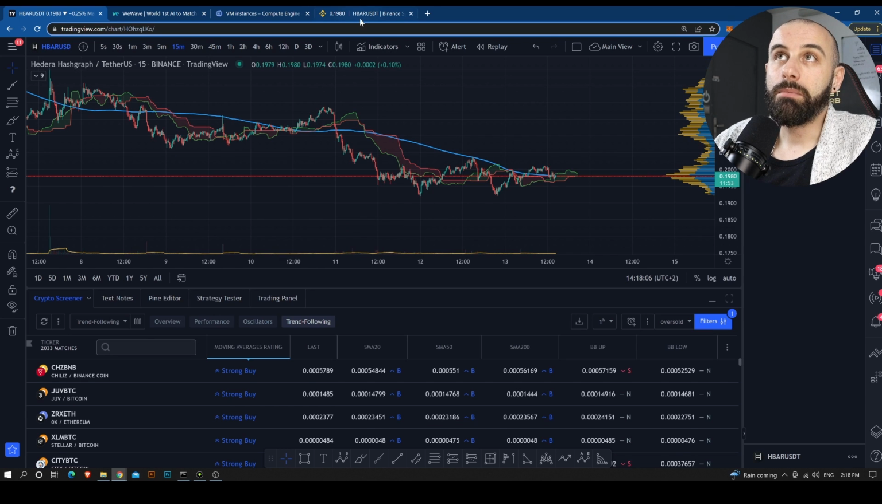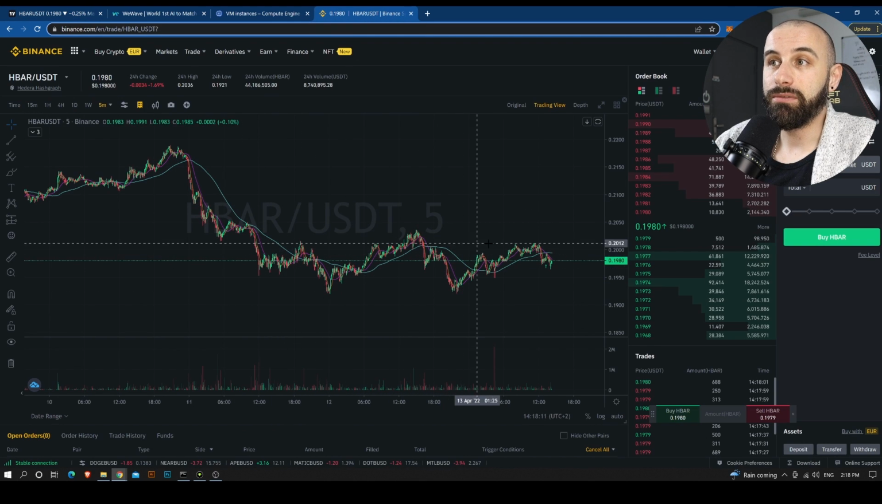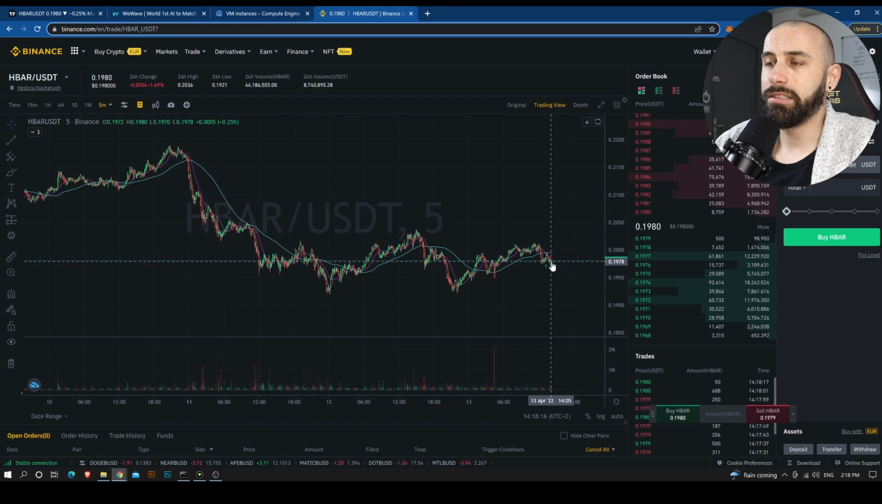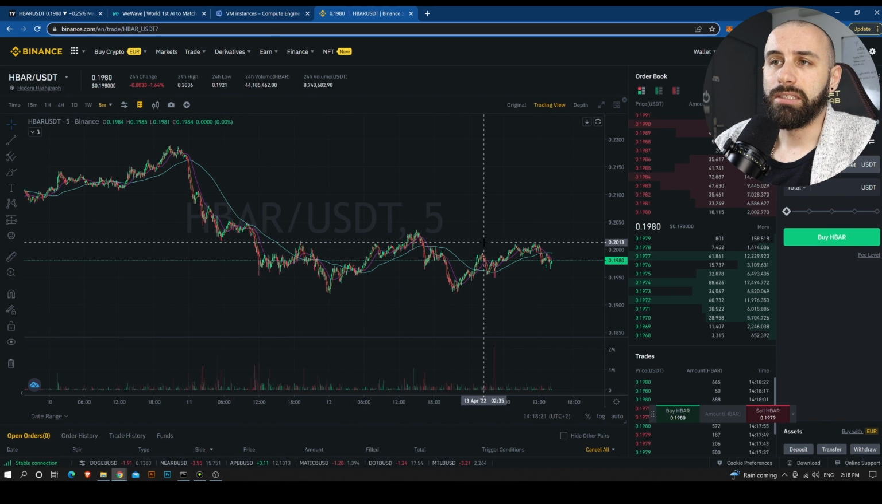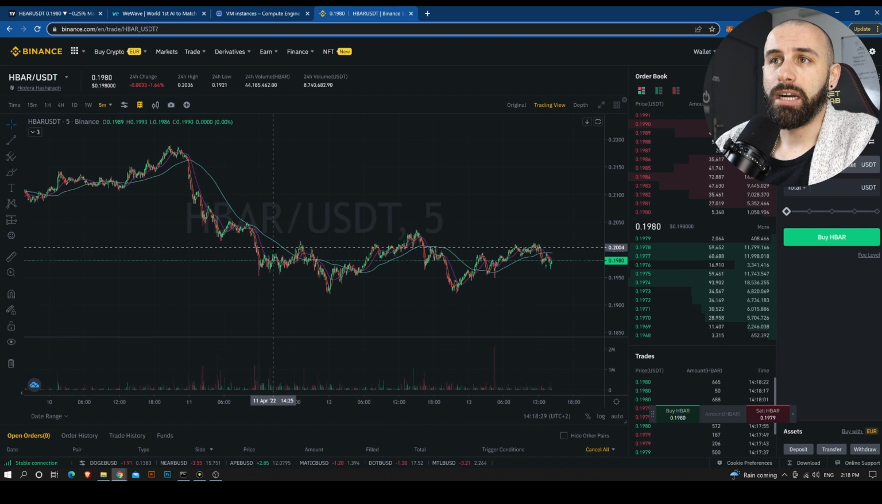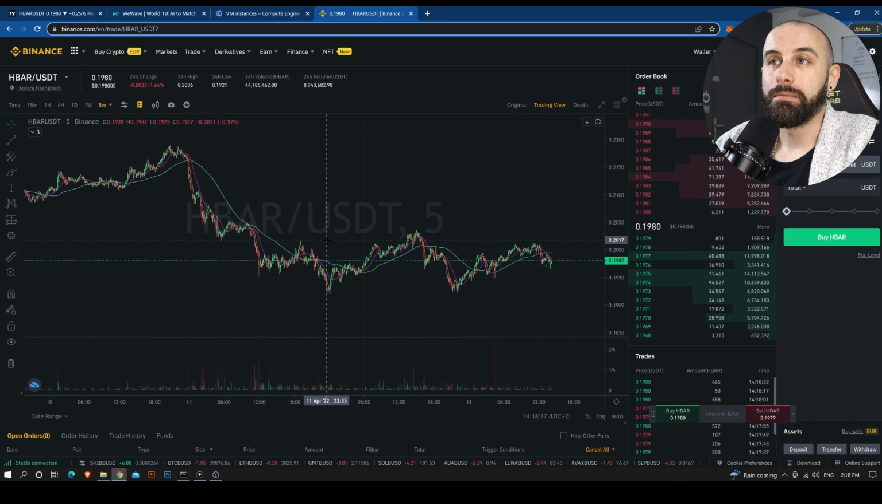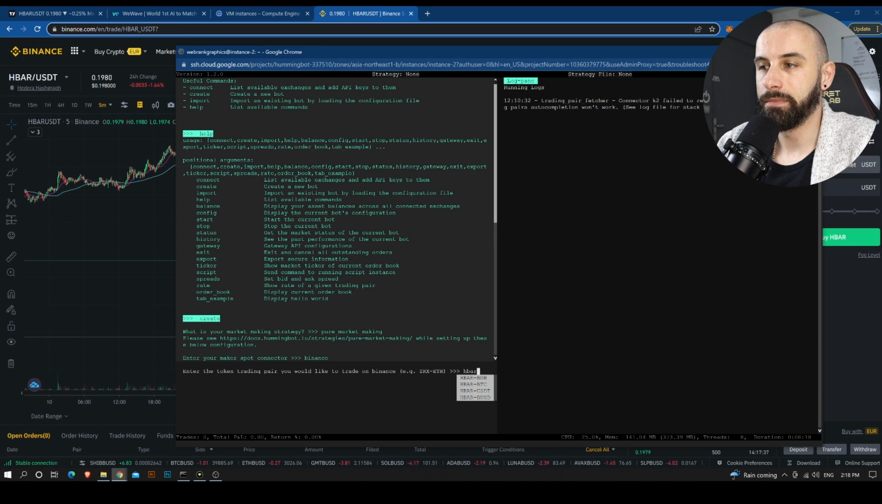In my example, I'm going to use HBAR because I like the way it's sideways for the last period of the 5 minute charts, and I think we cover about 2 days right here, and for my example that is more than enough. But of course, there are other pairs that can be used in this. So I have HBAR identified as a potential pair for my market making bot. And I'm going to go back to my bot. So I'm going to select HBAR with USDT.